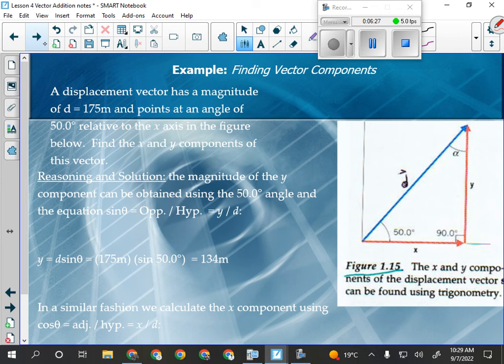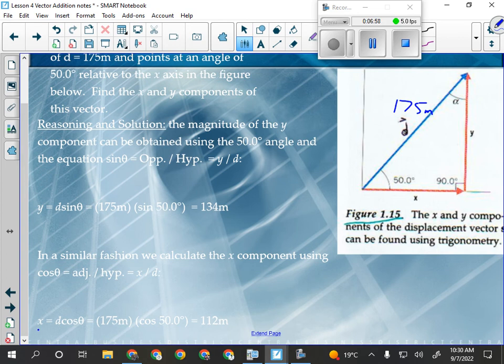So if I've got this triangle here and the displacement vector is 175 meters, and it's 50 degrees above the horizontal, so it's relative to the x-axis, that would be above the horizontal. How would I find x? How would I find y? All right, x is the adjacent side, so what trig function am I using? Cos. So to find this x, I would do this right here. So x will be the cos of 50 degrees times the hypotenuse, 175 meters, and that will give me 112 meters. There's more decimals than that, but I'm just not writing them.